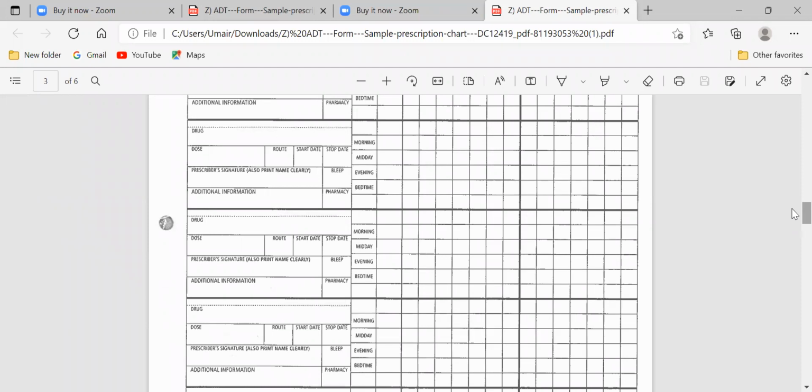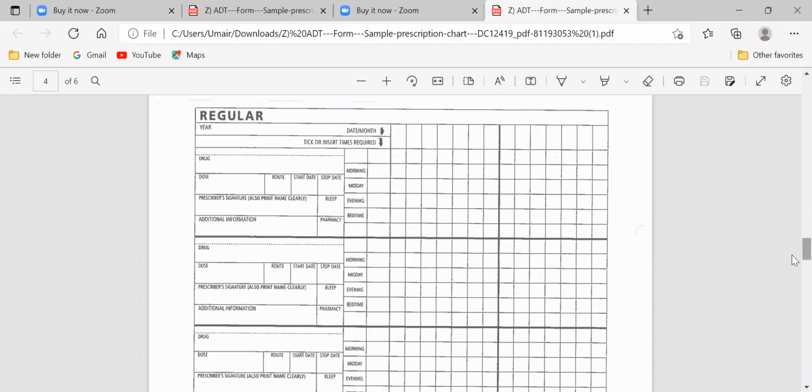So patient is taking some routine medication, so you can go in the regular section over here, right? So patient is taking atorvastatin. Write down the atorvastatin here, 80 mg per oral. Write down your name and signature. Write down the start date, and there's no need to write down the stop date, right?